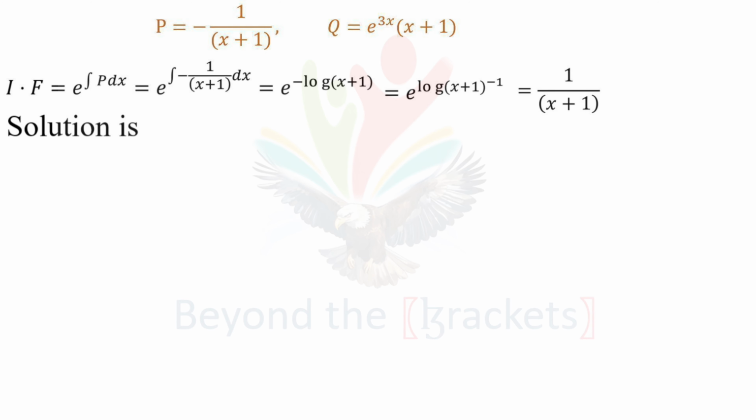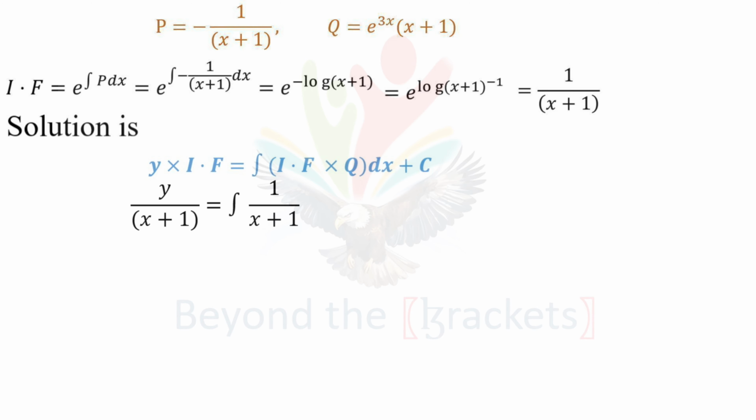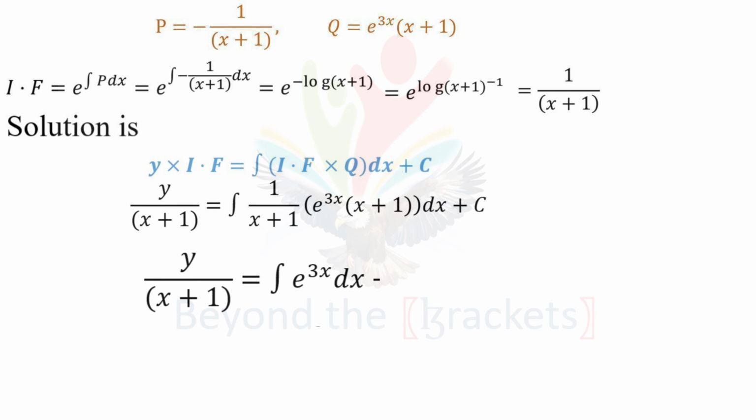Solution is given by y multiplied by integrating factor is equal to integration of integrating factor into q with respect to x plus c. Substituting the values of p, q and the integrating factor, we see that x plus 1 in the numerator and in the denominator cancel out, and we are left with integration of e power 3x, which gives e power 3x divided by 3. So that's the solution of this problem.